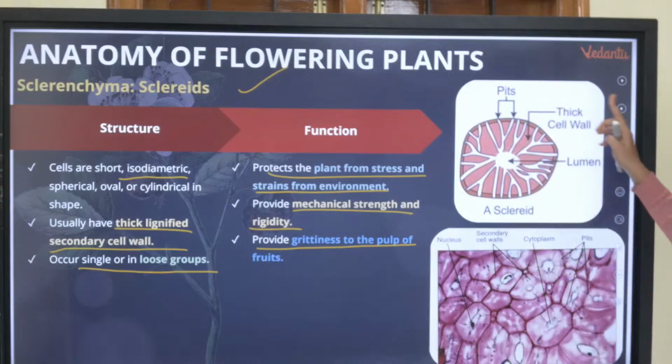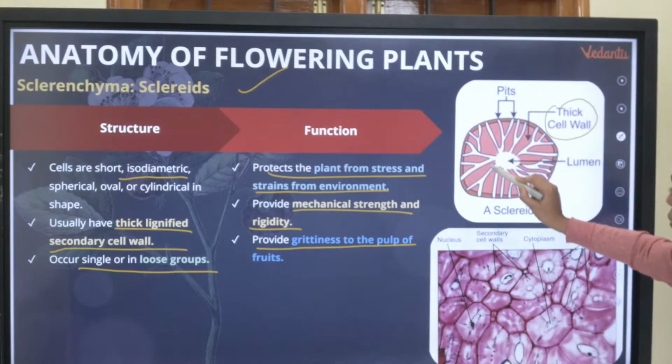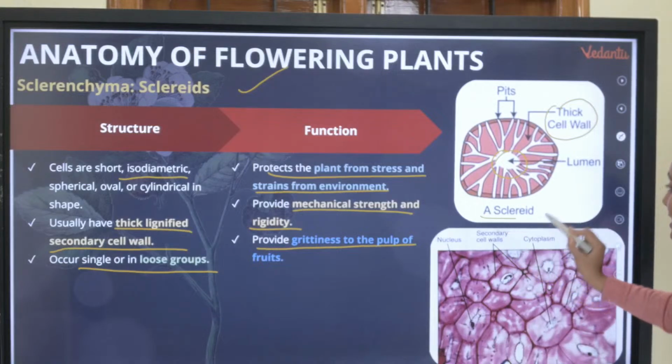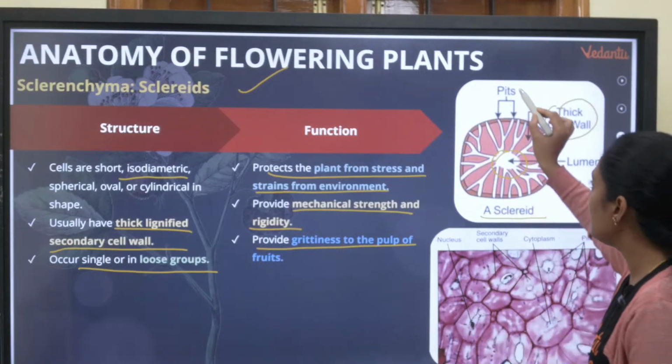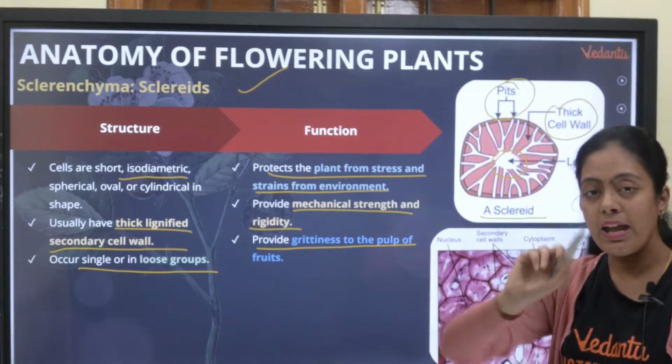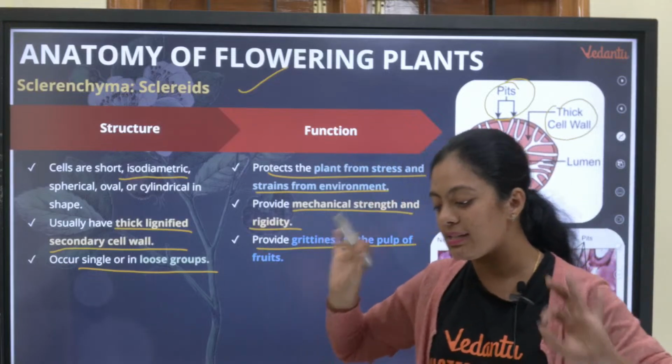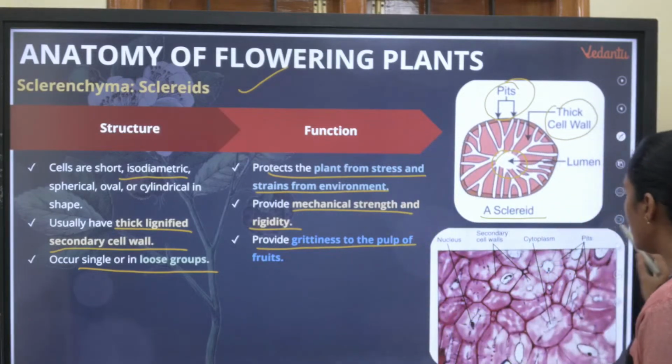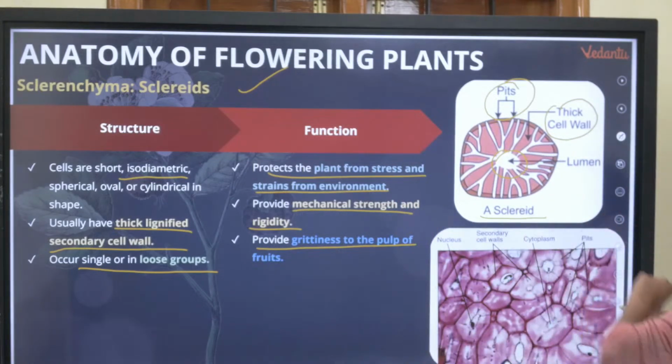This is the picture from your NCERT. You can see a thick cell wall here, and a lumen at the center. This is a sclereid. In between you have pits, which are empty spaces with nothing in them. They are called pits. Again this is a structure here. They have a nucleus. They have a secondary cell wall made up of lignin. They have cytoplasm and they have pits.